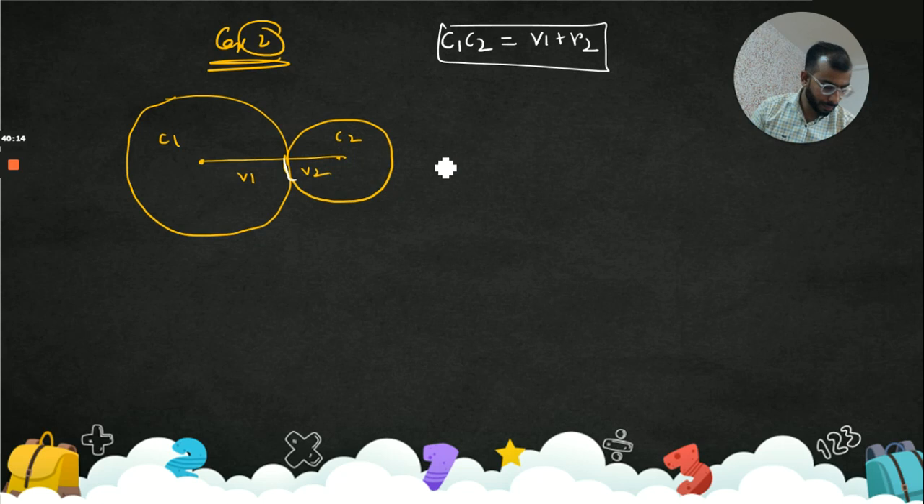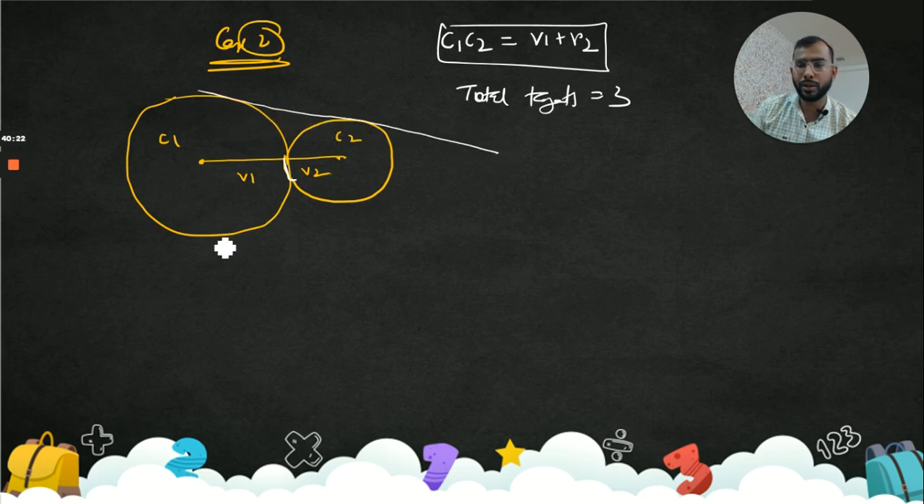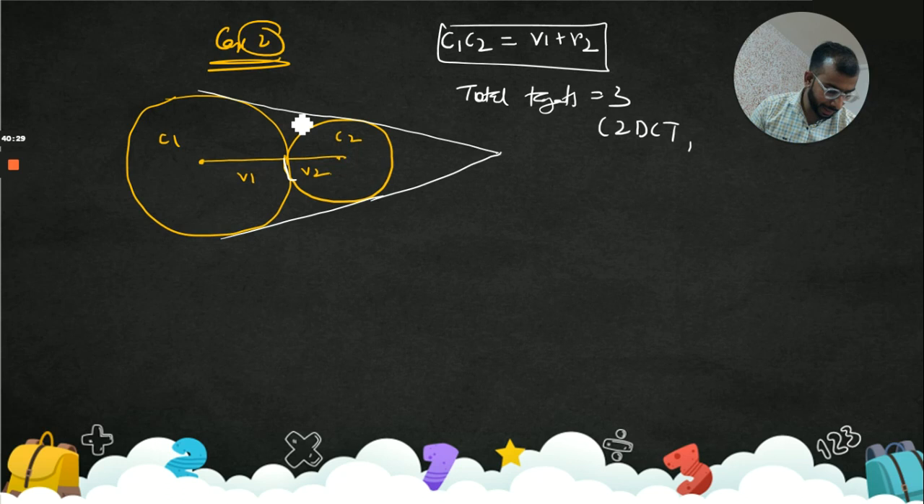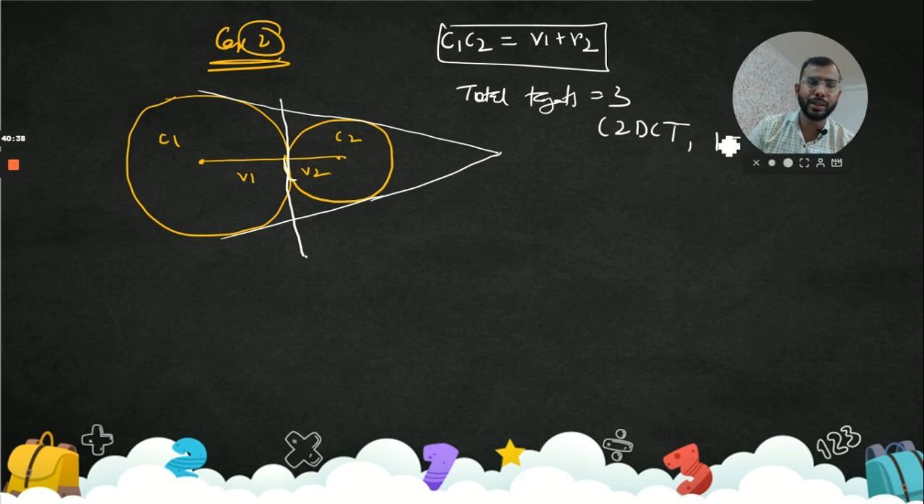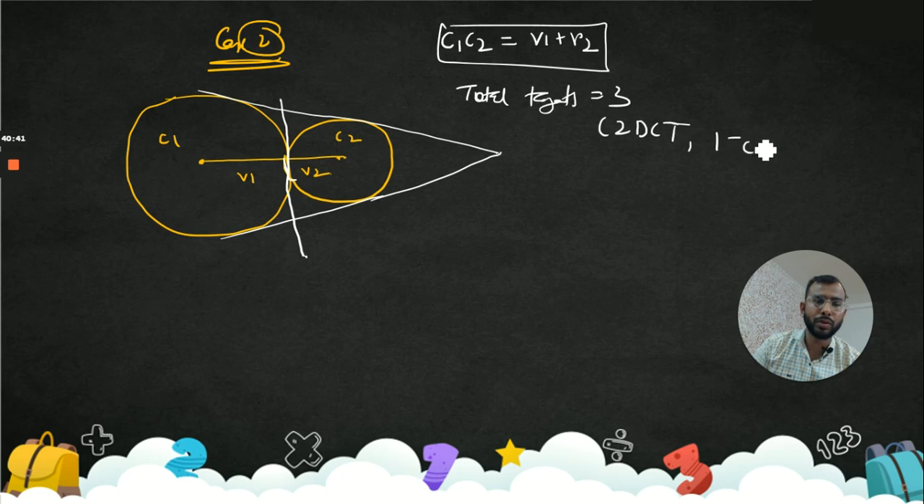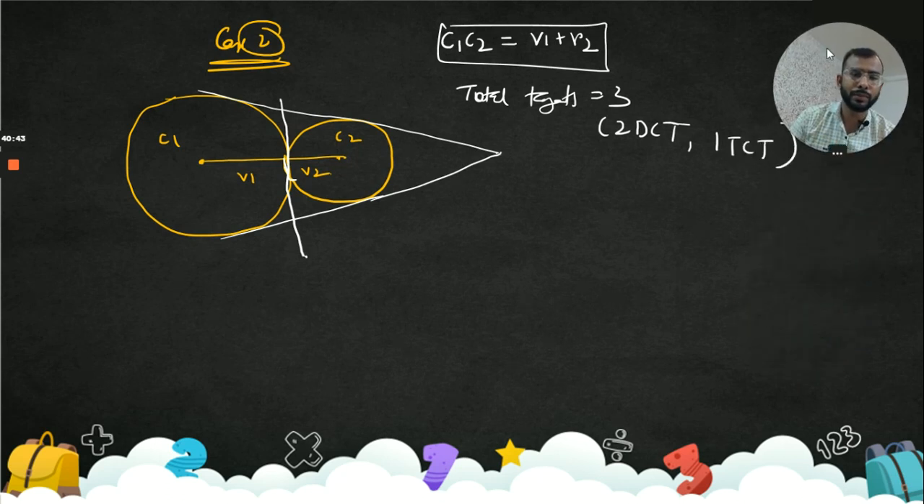Now how many tangents are there? Total tangents is 3. How? 2 direct common tangents, 2 DCT, and 1 TCT. Not common normal, common tangent. Okay, 1 TCT, this would be there.